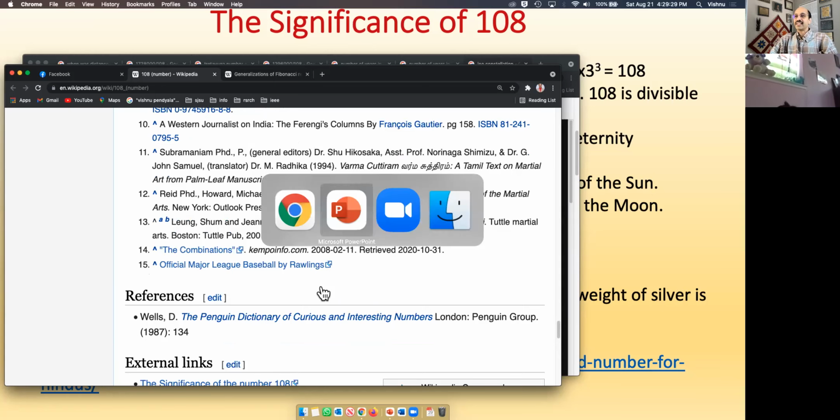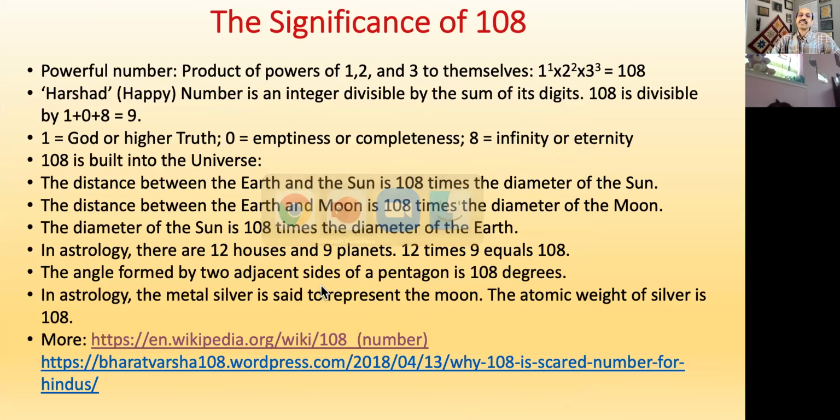It's a really powerful number, and that power was described in the Vedas. It was described in the Vedas because the whole idea of the yugas is from the Vedas, right? So 108 comes from the Vedas.